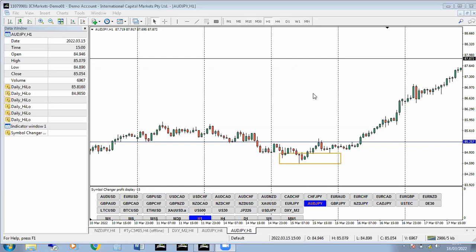Exactly. The lows of 2 consecutive days must be taken out. So the 2 consecutive days must be taking out the lows of the day before it. It must be taking out the lows of the previous day consecutively. That is basically what we are looking out for. So once we have that, we are set.